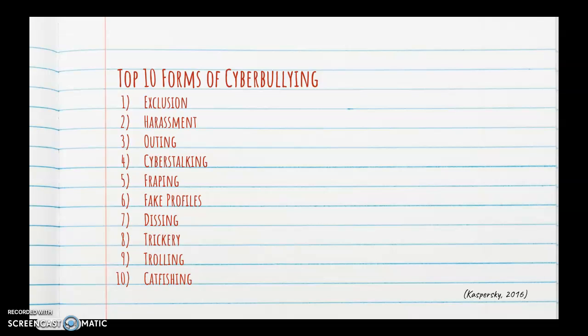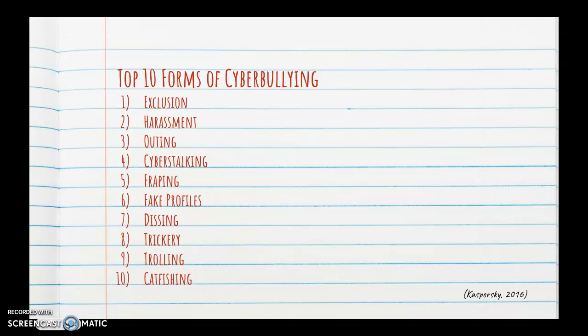Number 2 is harassment, and that is sustained and intentional bullying, which comes through as abusive or threatening messages, and that affects the student's mental well-being. Number 3, outing. Publicly humiliating a child or a group of children by posting private information without their consent. Again, this would be like reading private messages out loud.